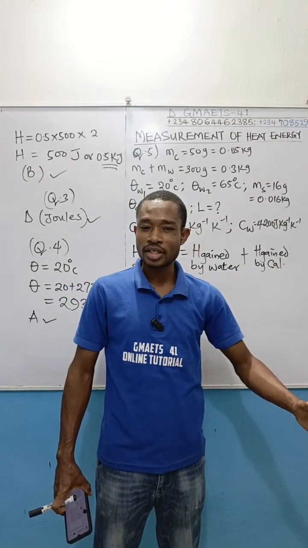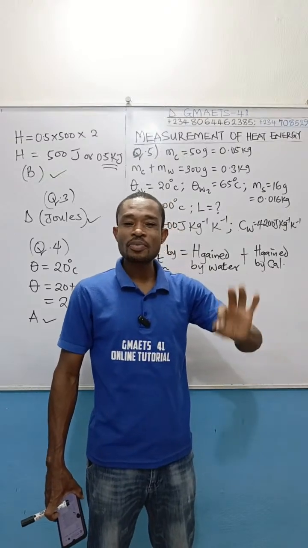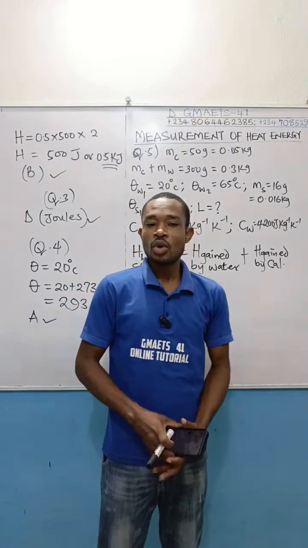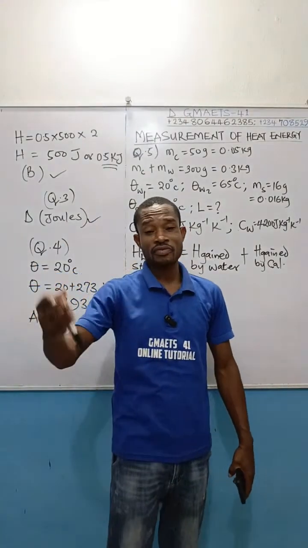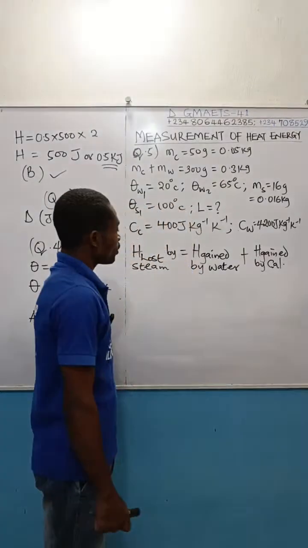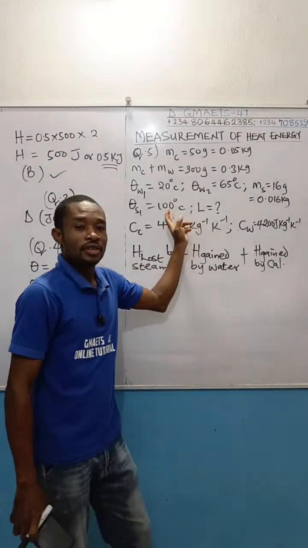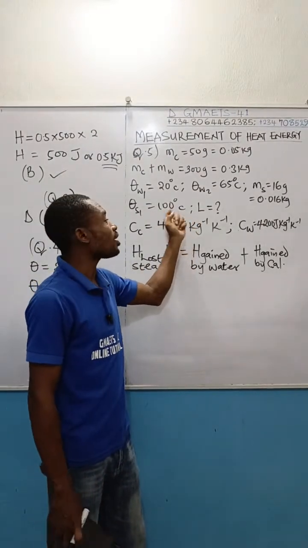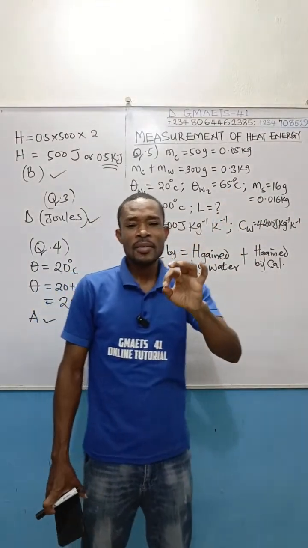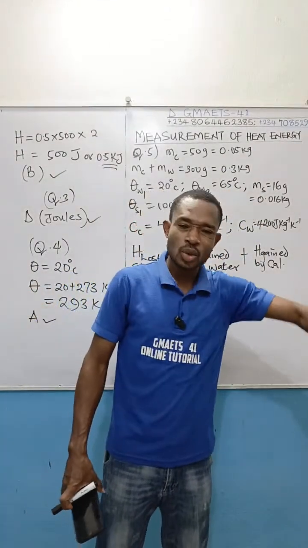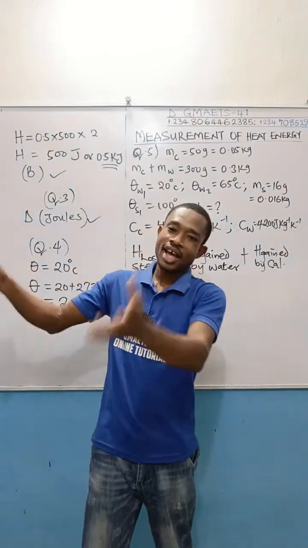I don't know if I'm communicating. The temperature of the mixture is the same for both of them, which is the final temperature of the water and calorimeter, and it will be the same as the final temperature of the steam. So this is what you want to take note of. The steam reduced its temperature from 100 to what? 65. But that steam is going to become liquid water. Steam is gas, you know.